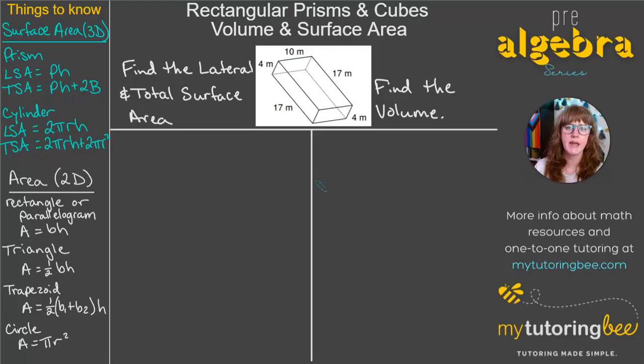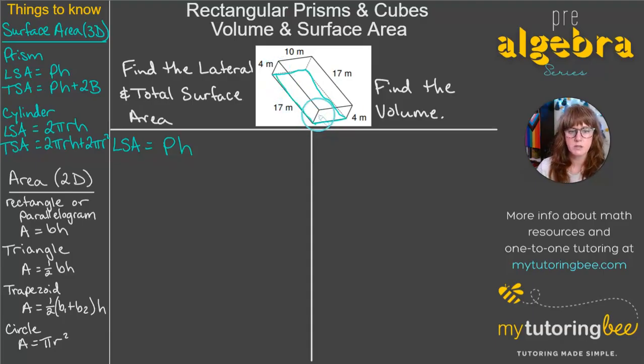Okay, now let's take a look at a rectangular prism. This one is not a cube. As you can see, we've got some different dimensions here of all of the edges. We're going to start again with our lateral surface area. So lateral surface area equals perimeter times height. Again, the perimeter is the perimeter of that base rectangle. So I'm going to use this rectangle as my base rectangle right here.